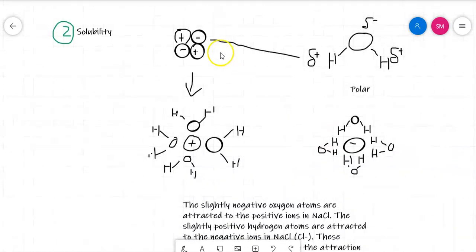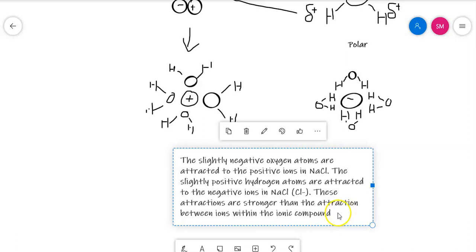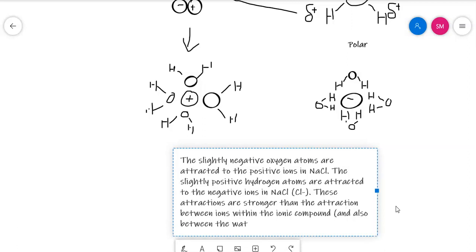So if you can imagine that if these ionic bonds were stronger than the forces between the hydrogen and the anion and the oxygen and the cation, then this ionic compound would just stay together. But these forces of attraction are greater than the forces of attraction within the ionic compound itself, and also between the water molecules.